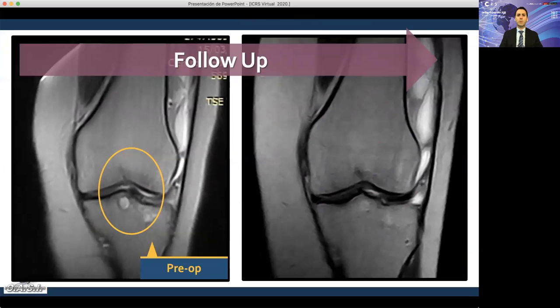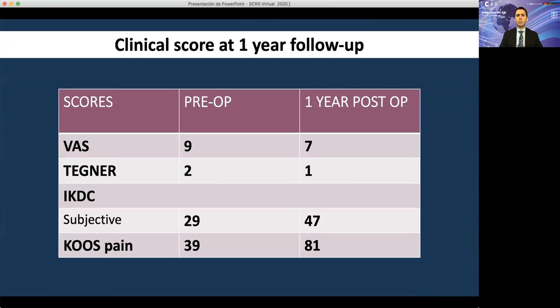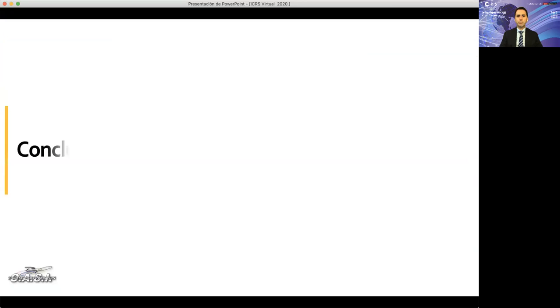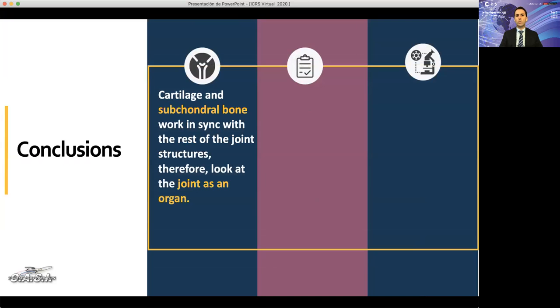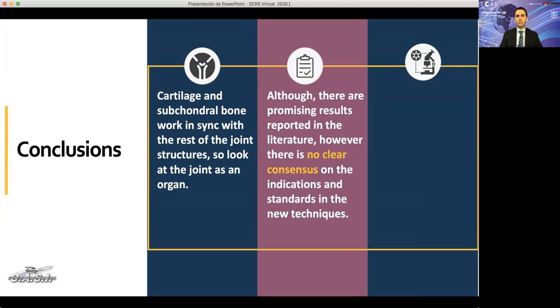This is the follow-up, the pre-op, and at 3 months with a good result in the MRI. Significant improvement at 1 year follow-up in VAS, Tegner, IKDC, and KOOS pain. To finalize, cartilage and subchondral bone work synergistically with the rest of the intra-articular structure, so we need to treat the joint as an organ.